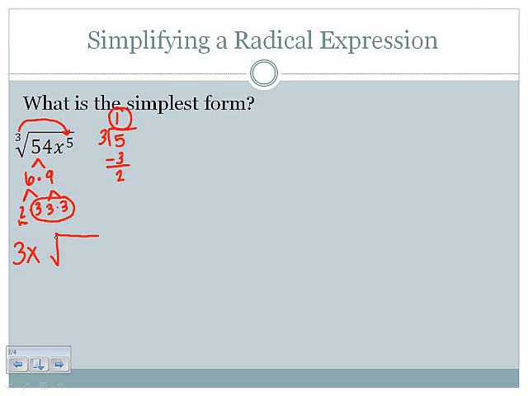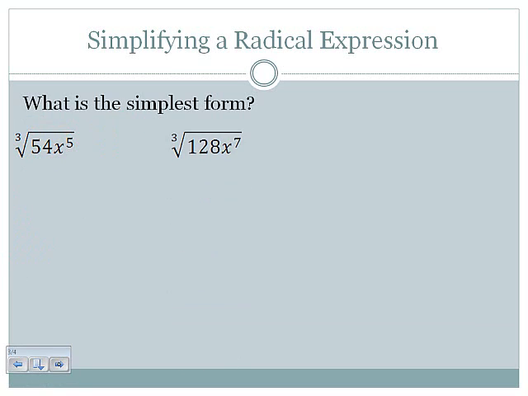Then inside the root, we leave the things that did not create a group or go in evenly. So this 2 earlier that I said did not fit into a group gets to go back into the root. And then the remainder, when I divided the index into the power of the x's, goes back into the root as well. So we put in an x squared. And this is the simplest form of the third root of 54x to the 5th.